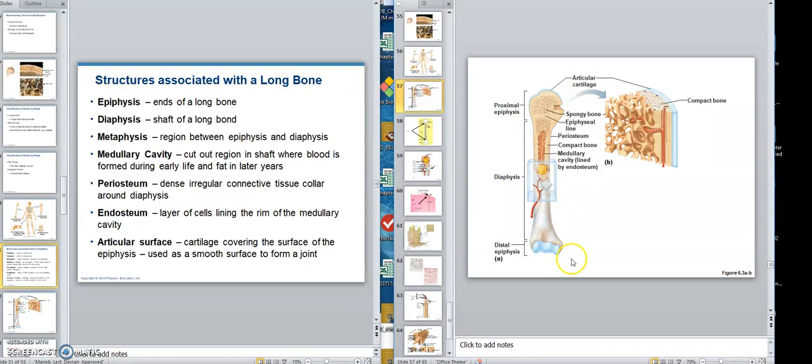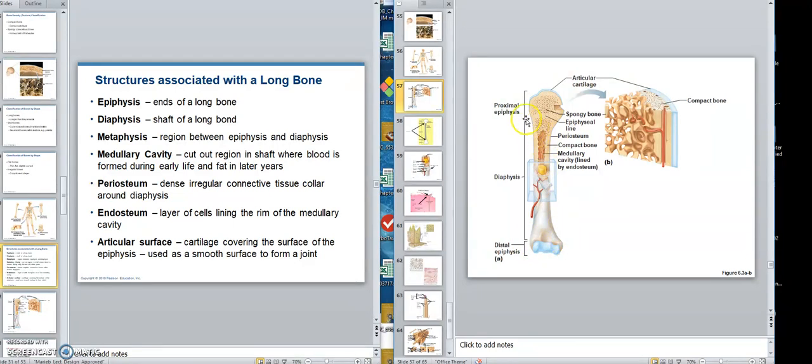All right. The diaphysis is this part up in here. That's the mid region of the bone, the shaft of the long bone. The metaphysis is a region right here between the diaphysis and the epiphysis. So there's a little region there.